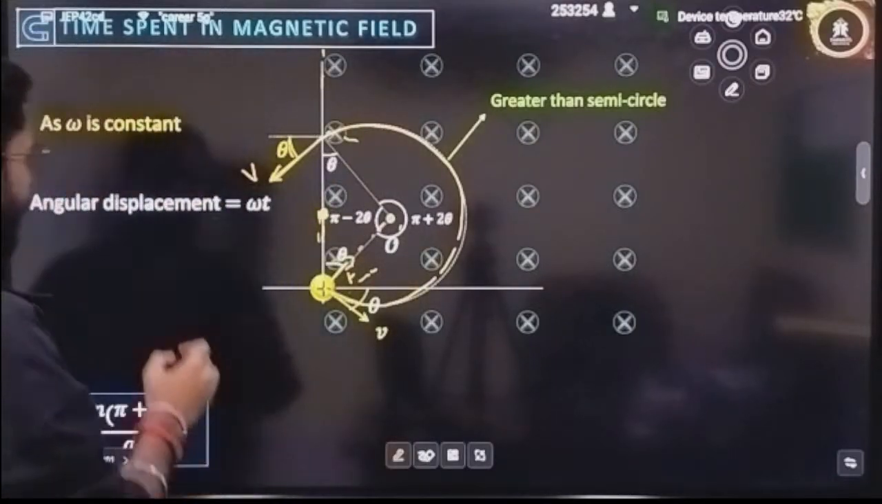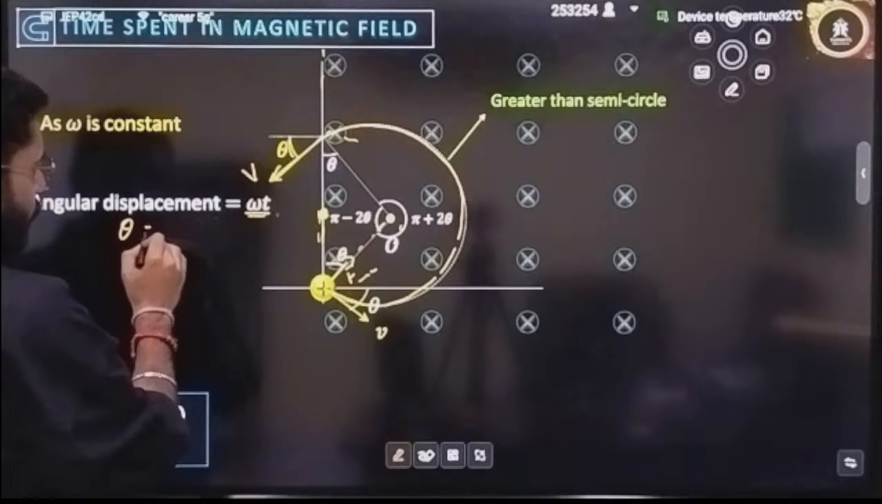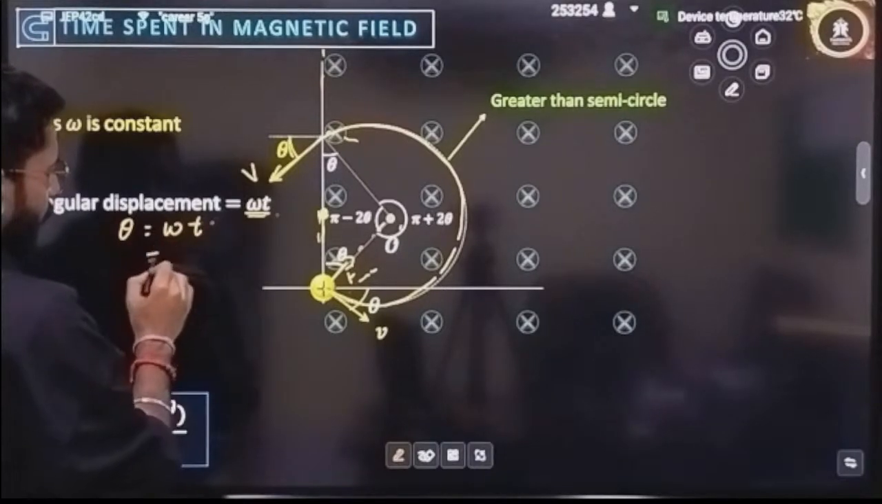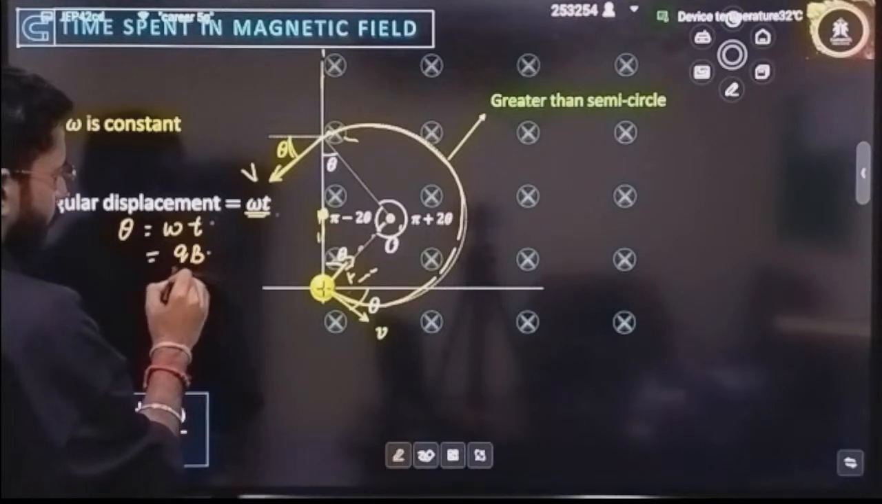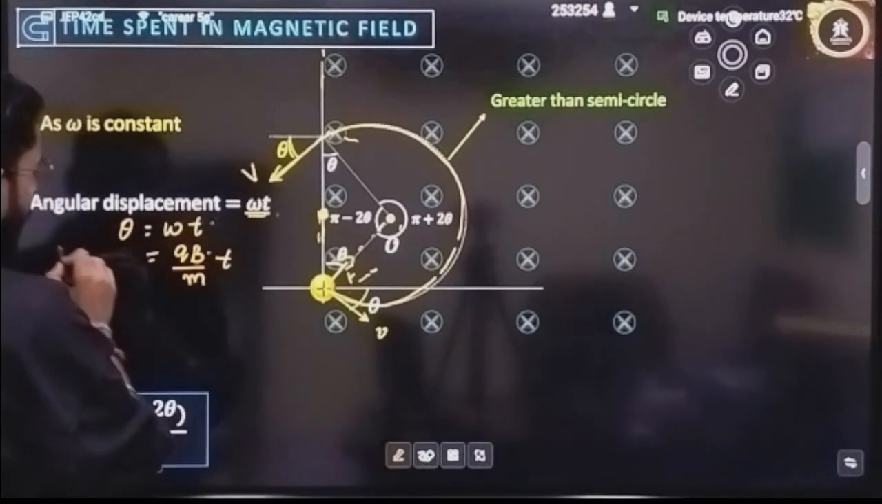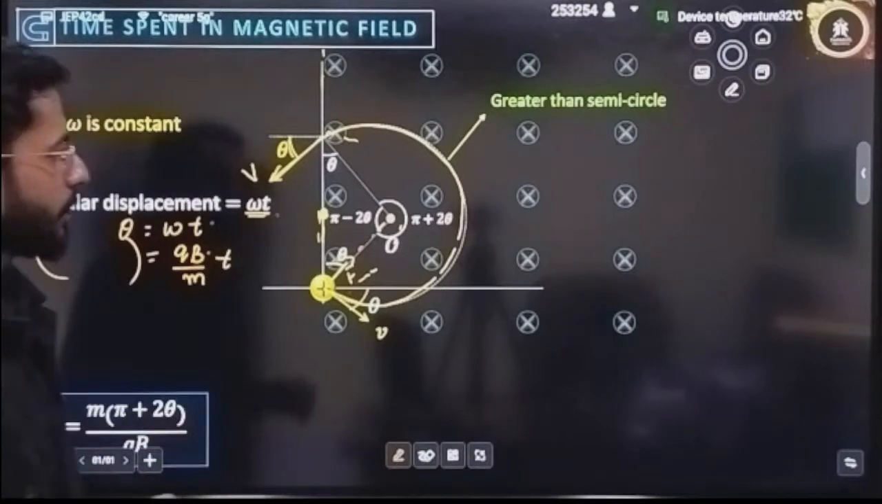Now see, again the concept will be angular displacement is equal to omega into t. That means the total angle that you have covered is equal to omega into t. And what is omega, students? It is equal to QB divided by M. Now you tell me what is the total angle that is swept inside the magnetic field.